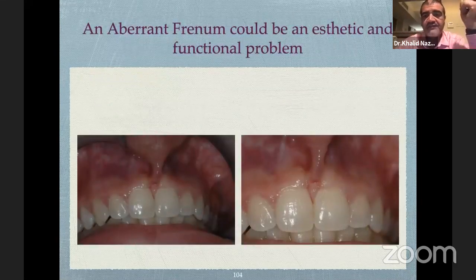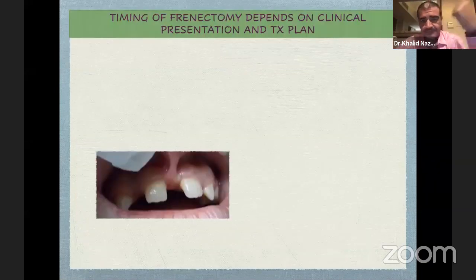And you can see that frena or freni can come in different sizes, different locations, and their management is challenging because in those situations, they are part of the aesthetic struggle. So it's not only an orthodontic challenge, but also an aesthetic challenge because you don't want to scar an area that will look like a scar when the patient smiles. The timing of the frenectomy depends on the clinical presentation and the treatment plan.